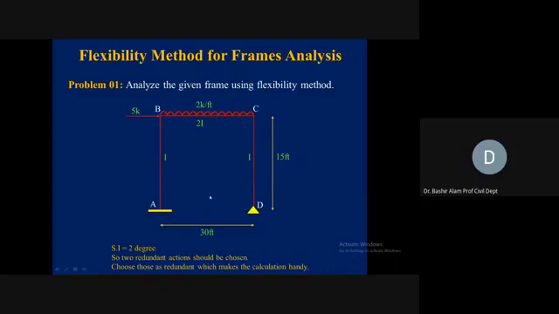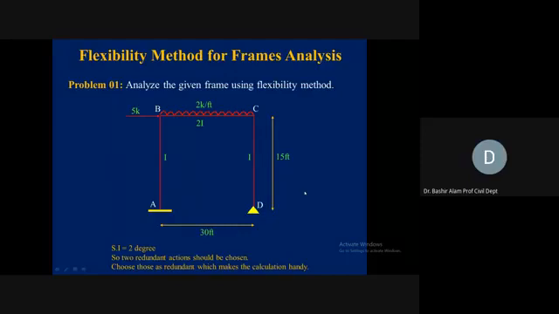hinge support. At B, rightward directed, we have a 5 kip load. On BC, the beam member, we have a 2 kip per foot UDL. Its I is 2I, and the left column AB has I, and the right column CD has I. The horizontal distance is 30 feet and the vertical is 15 feet. This is the geometry, the geometrical properties and the loading on the frame.